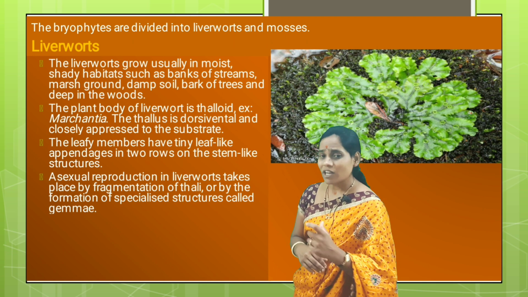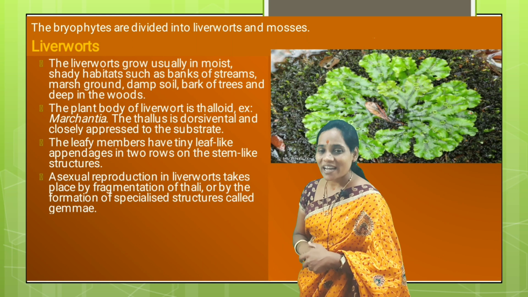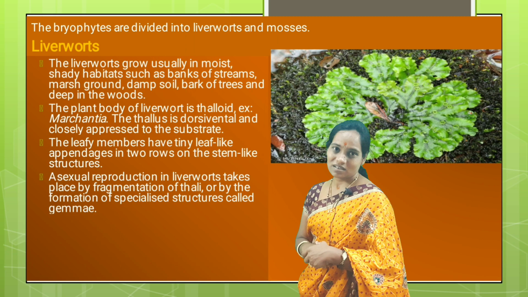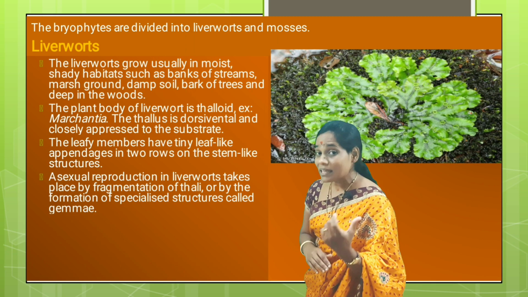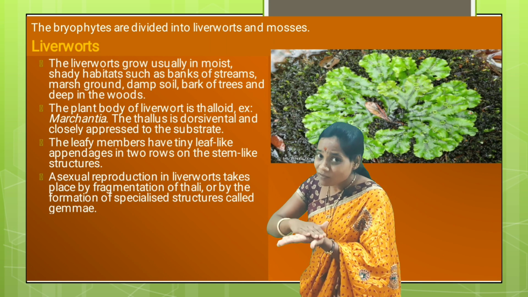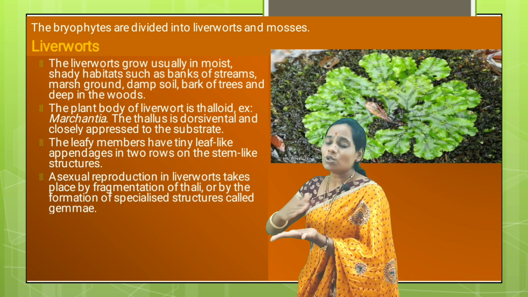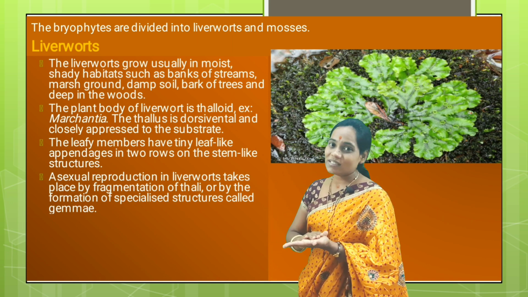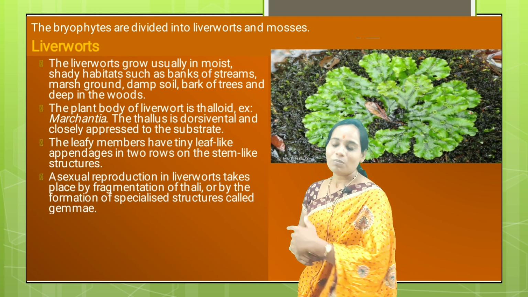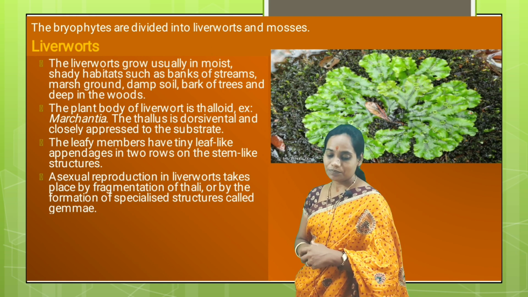Vegetatively, the liverworts reproduce by the process called fragmentation. In fragmentation, the thallus, meaning the plant body of the liverworts, splits or breaks into two or more fragments, and each fragment will develop into a new plant body.